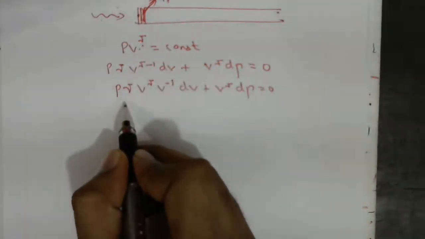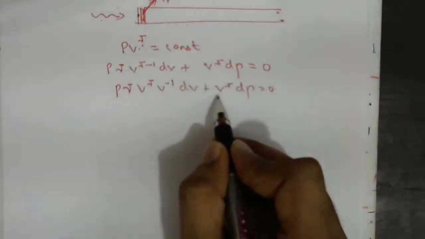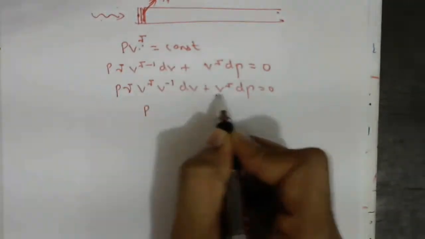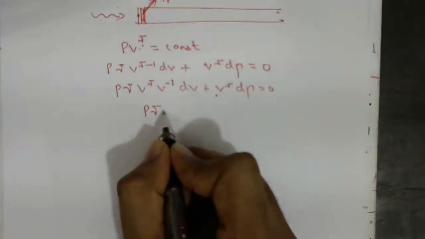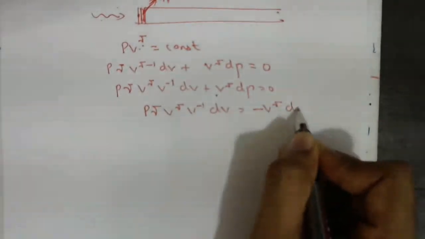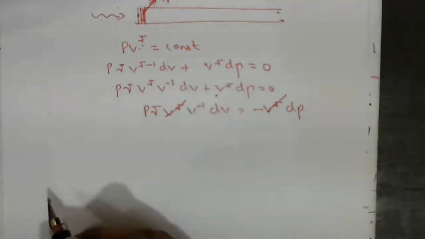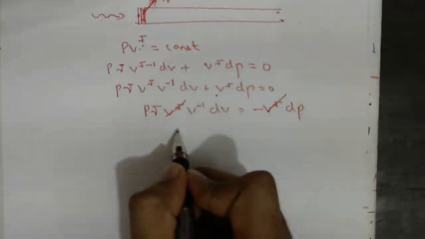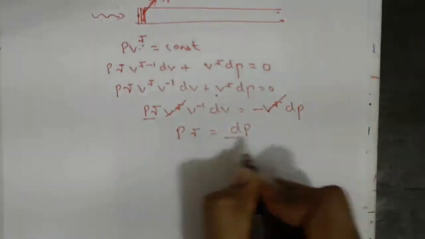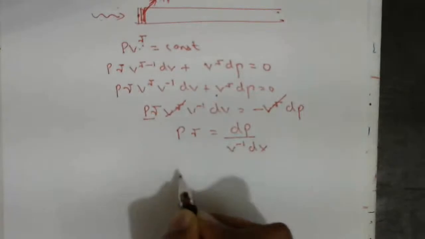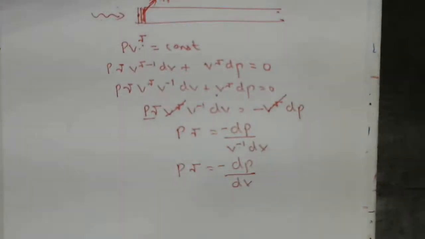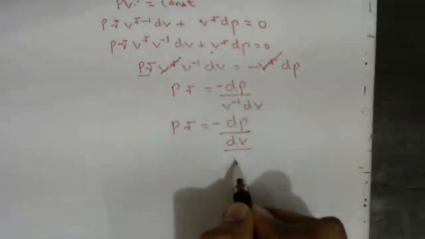Now take this term to the RHS. P gamma, V raised to gamma, V raised to minus 1 into dV is equal to minus V raised to gamma into dP. V raised to gamma on both sides gets cancelled. Keeping P gamma as it is, we can write dP upon V raised to minus 1 dV, with the minus sign kept as it is, and V raised to gamma written as the denominator.